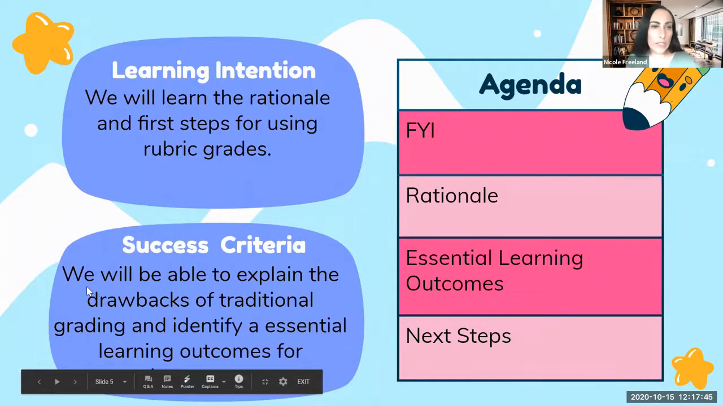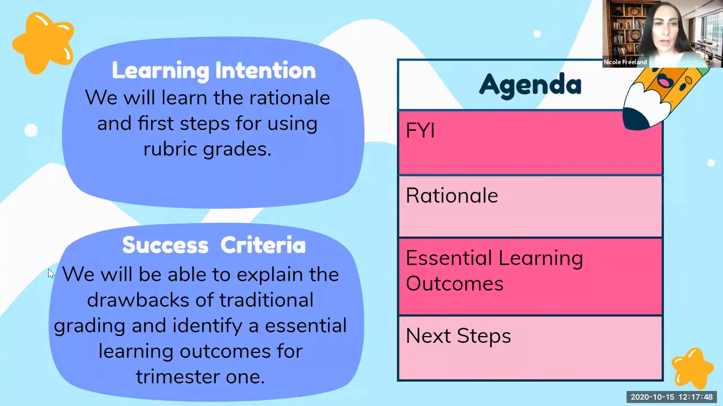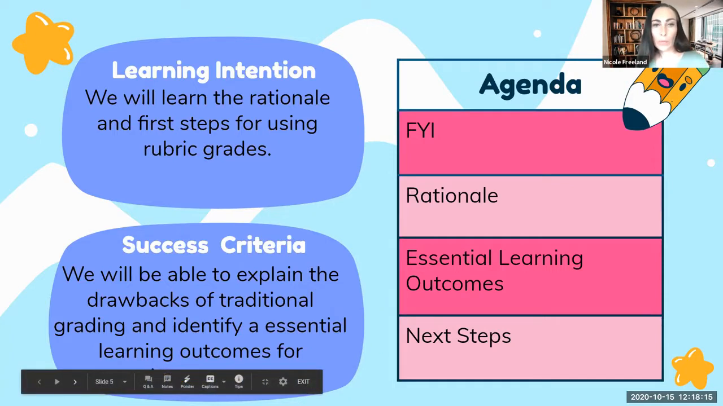Our learning intention today is we will learn the rationale and first steps for using rubric grades. Today we will know we are successful when we can explain the drawbacks of traditional grading and identify an essential learning outcome for the first trimester. That's our work for today. There will be a part 2, digging more into rubrics next week. Today we'll cover some for your information tips before we get started. We'll have the grading rationale, those essential learning outcomes for our first trimester, and then our next steps.